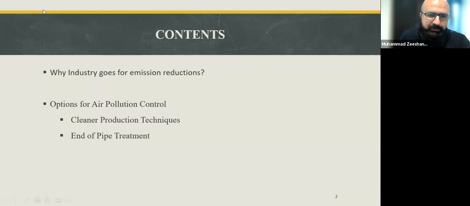So in this 1 hour session, we're going to talk about the reasons for the control of emissions, air pollution control. And we are going to talk about the options that we have for air pollution control, right? Mainly we are going to talk about two major options, one of which is cleaner production techniques, and the other one is end of pipe treatments. Before we move on, I would like to differentiate the two terms right here.